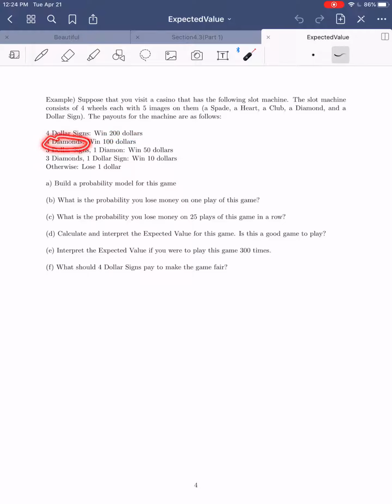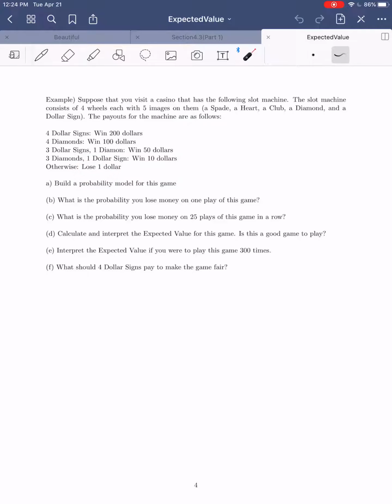If you get 4 diamonds, it's also pretty good. You win $100. If it comes up with 3 dollar signs and 1 diamond, you win $50. And if it comes up with 3 diamonds and 1 dollar sign, you win $10. If it comes up with any other combination, like heart, club, dollar sign, or diamond, dollar sign, club, spade, anything like that, you lose $1. So there's a couple different ways to win, and everything else causes you to lose $1.